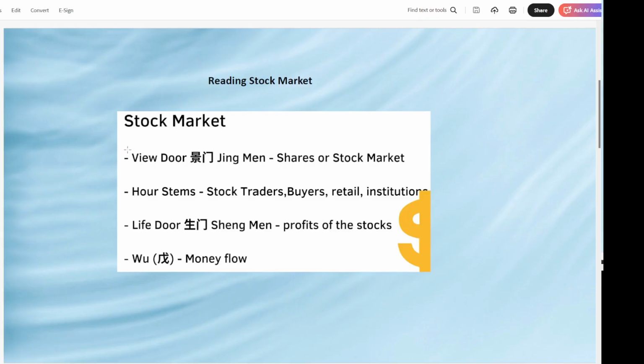We have our hour stamp, which can be used to represent the traders, the buyers, the retail or institution. The next one we have will be Live Door, and Live Door represents the profits of the stocks. And the next thing is the Wu, which will tell us where the money flows. Okay, let's go on to the next slide.